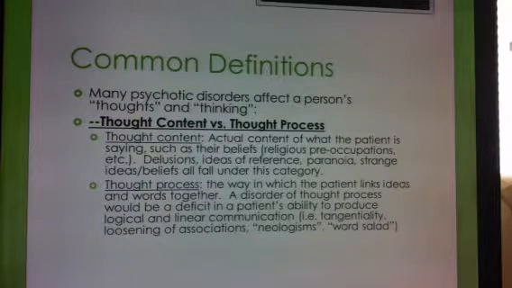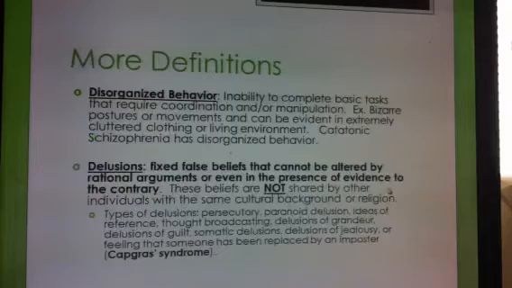Other things that you see in really bad schizophrenia would be things like word salad, where they're just saying words that aren't related at all, clanging, where they're just rhyming things, nonsensical speech, and neologisms, which are words they've made up. Another definition you need to become familiar with would be disorganized behavior.